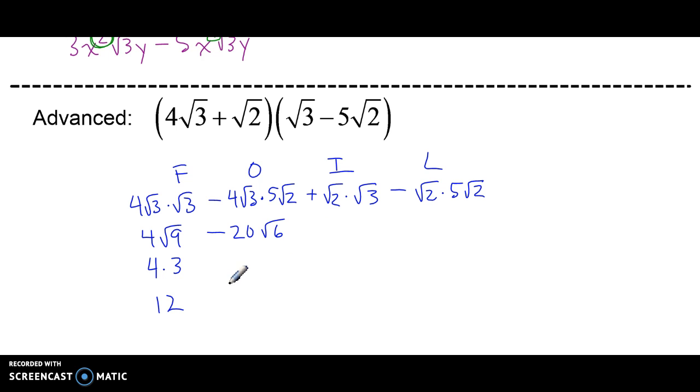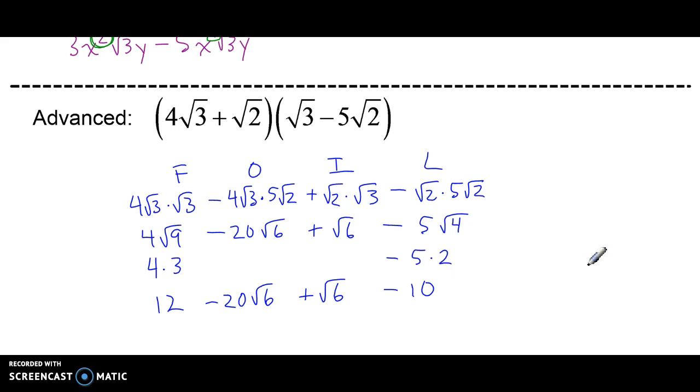But that doesn't really simplify any further, so it's just 20 square root of 6. Same idea here. Square root of 2 times square root of 3 is square root of 6. You might be seeing something else we can do in a second, but hold on, we'll get to that. And then here, the square root of 2 times the square root of 2 technically makes square root of 4, but you and I both know that that's 2, and 5 times 2 is 10.